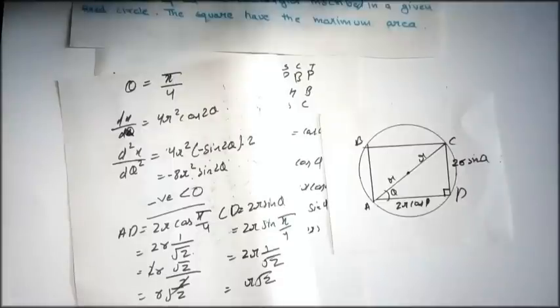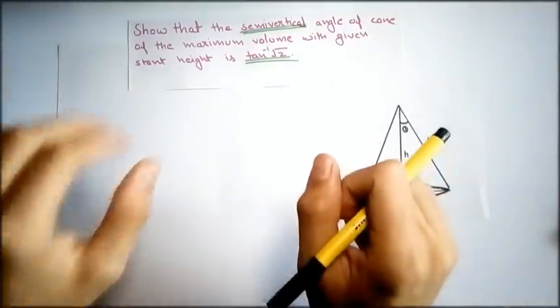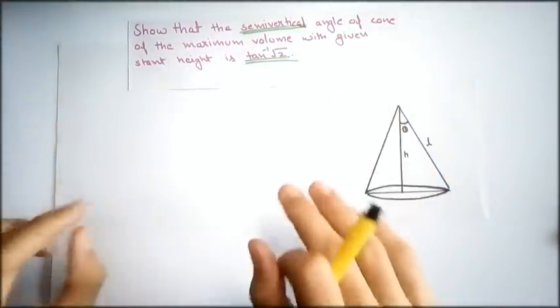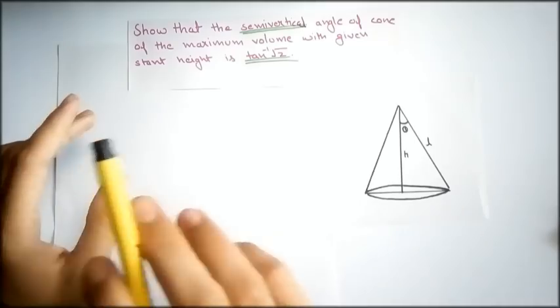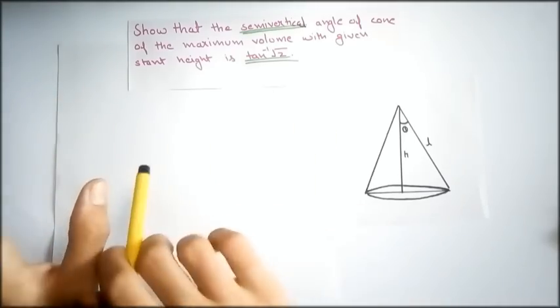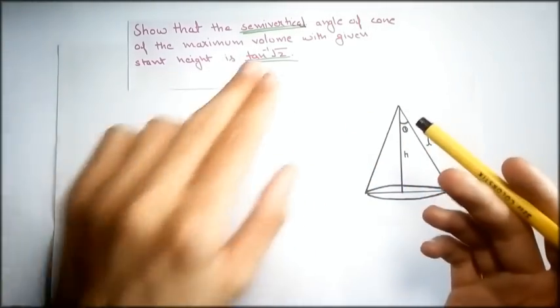Now let's jump into the next question. Okay guys, so this is our next question. So let's read the question very carefully. Show that the semi-vertical angle of the cone of maximum volume with given slant height is tan inverse under root 2.